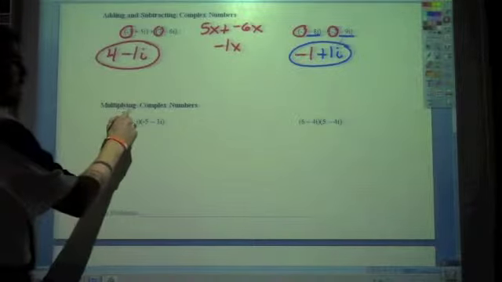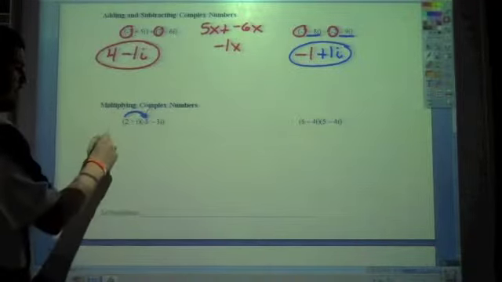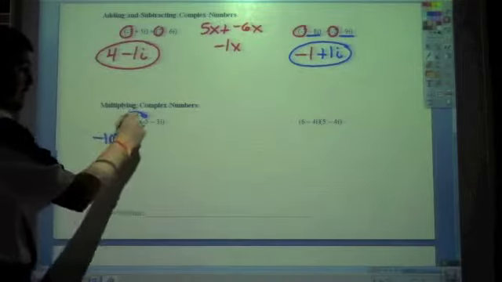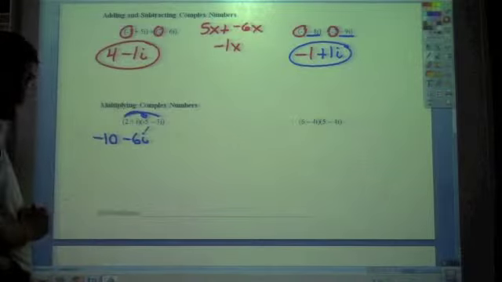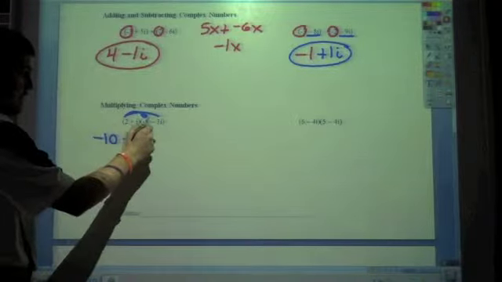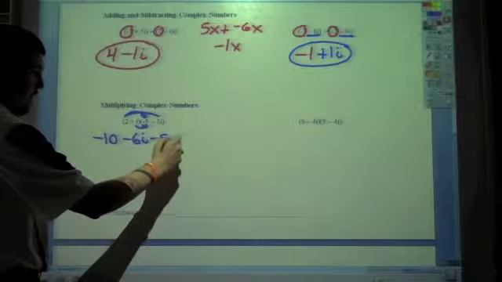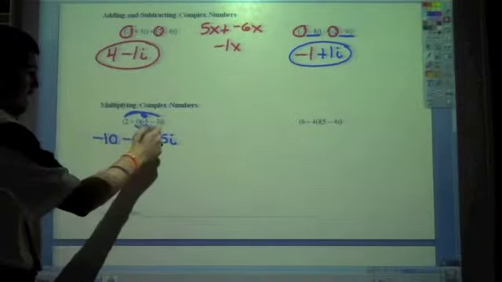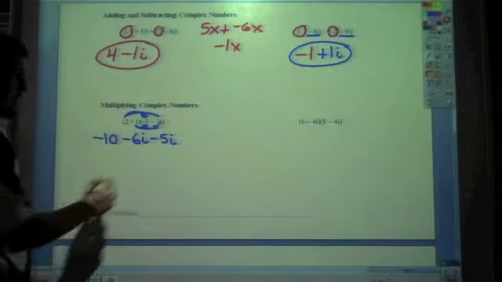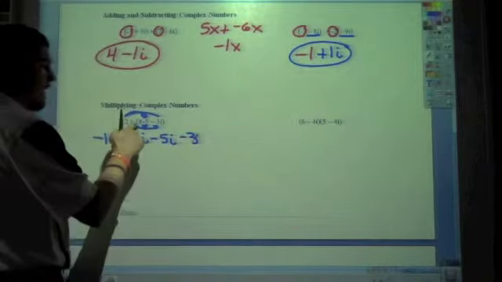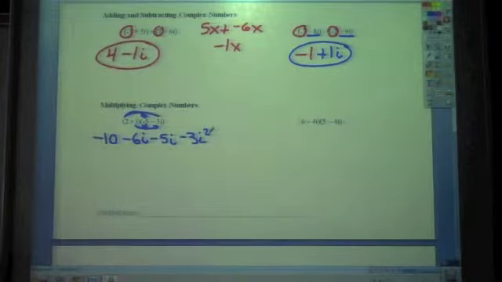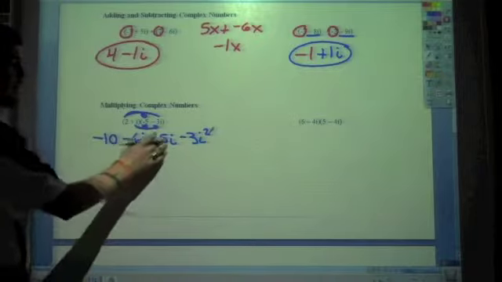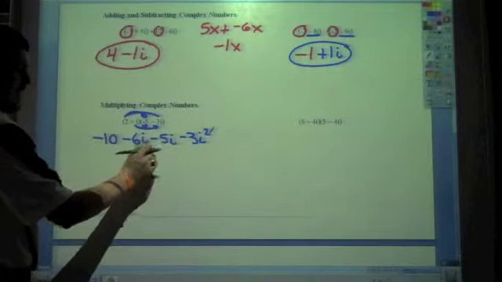So we do 2 times negative 5 and get negative 10. 2 times negative 3i, which is negative 6i. i times negative 5 is negative 5i. And then i times negative 3i is going to be negative 3i squared, just like x times x would be x squared. So once we do FOIL, just like we would if these were x's instead of i's, we combine like terms.